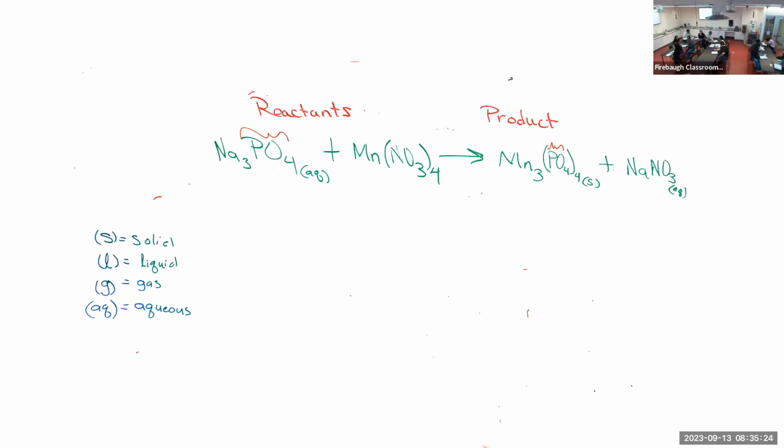So I'm going to write my sodium by itself, and then I'm going to write PO4. And then I'm going to do the same thing with the manganese, just my Mn, and then write it as NO3. Now I'm making this a unit because it's moving like a unit.